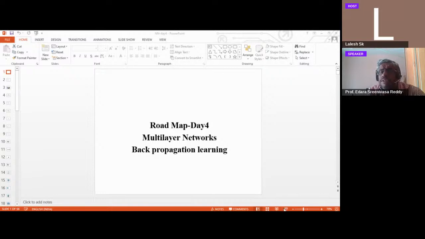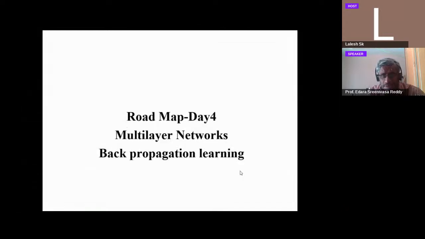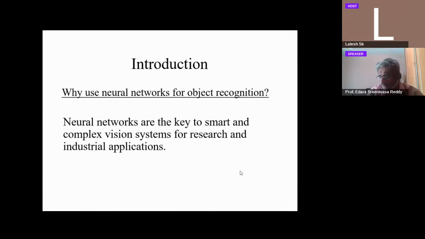So many students are asking about applications. Yesterday also, many students asked, sir, please explain the applications. I think I am getting bored with completely discussing the theory. So today I will give one or two applications also. Then I will go to backpropagation learning, so that they will have some interest in the subject. So let us see the applications of neural networks in object recognition.